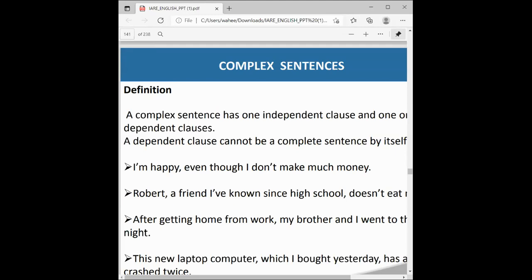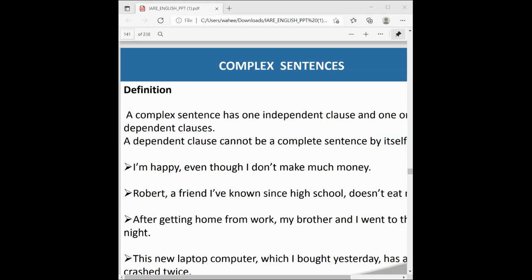The new laptop computer which I bought yesterday has already crashed twice. However, I have no idea why. Here, the independent clauses are: this new laptop computer has already crashed twice, is one, and I have no idea. The dependent clause is which I bought yesterday. And here, the linking word is however.